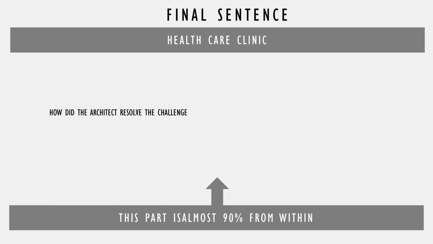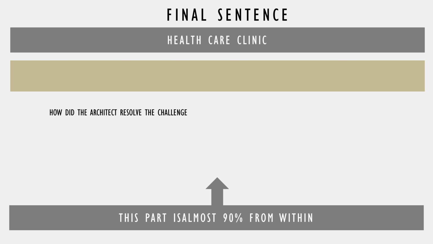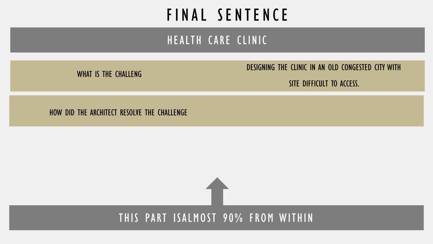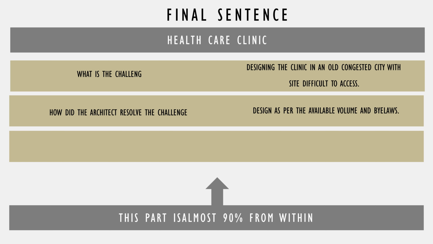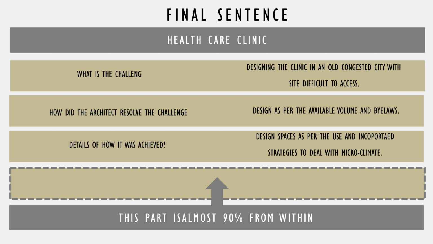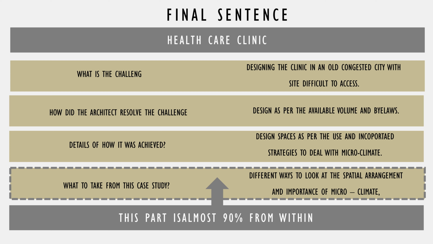Final sentence. Healthcare clinic. What is the challenge? Designing the clinic in an old congested city with a site difficult to access. How did the architect resolve the challenge? Design as per the available volume and bylaws. Details of how it was achieved. Designed spaces as per the use and incorporated strategies to deal with microclimate. What to take from this case study? Different ways to look at the spatial arrangement and the importance of microclimate.